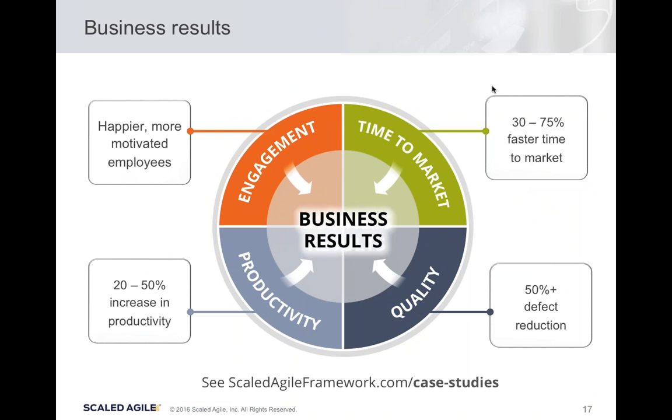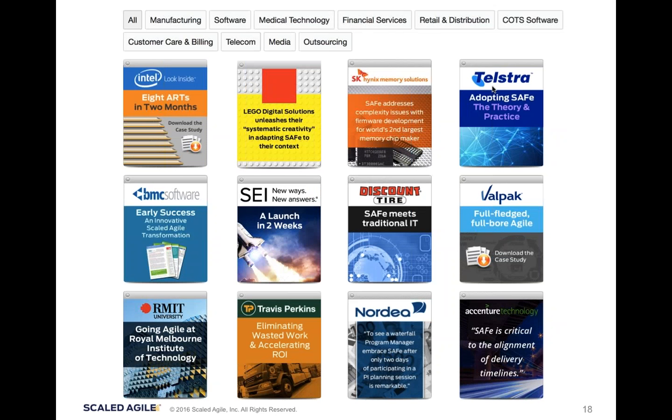Quality is one as well. Productivity is sometimes hard to measure, but also engagement, which can be a proxy for productivity, because if people are motivated, if they are engaged, they typically deliver more, they deliver better quality. And all these results are not coming from us. You can find them on scaledagileframework.com case studies. You find a lot of organizations who have shared their stories.